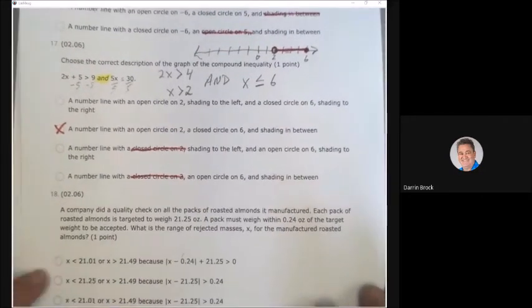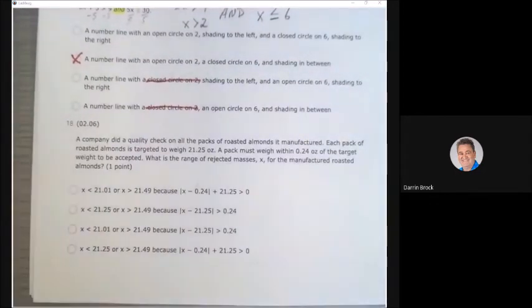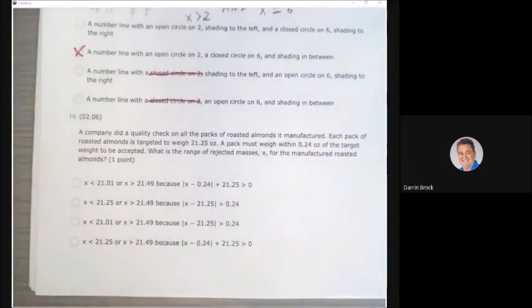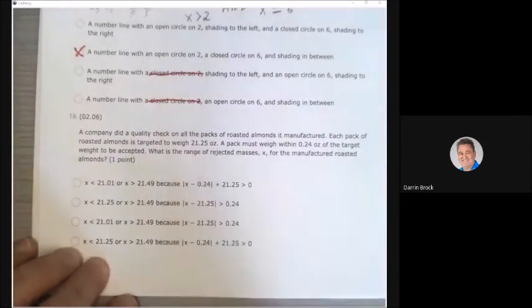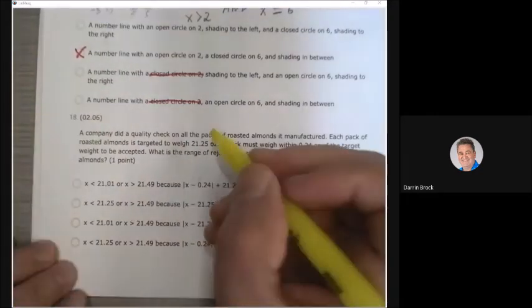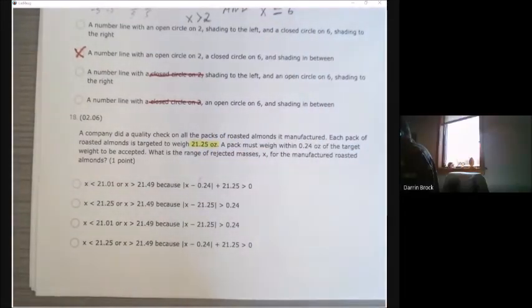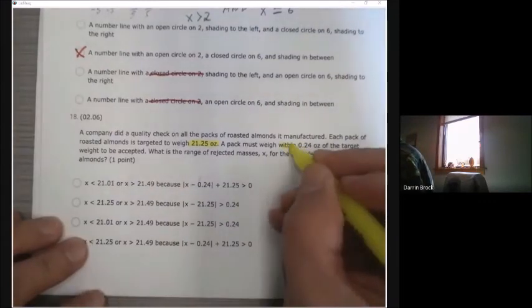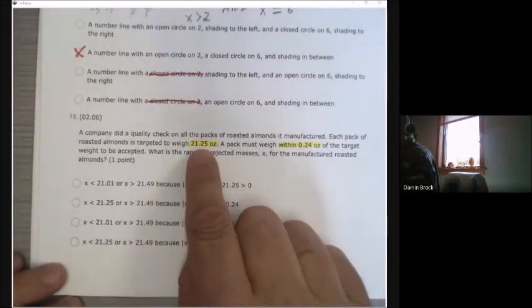All right, let's move down here. Okay, this gets a little different. Now we're putting it in a story. A company did a quality check on all the packs of roasted almonds. Each pack of roasted almonds is targeted to weigh 21.25 ounces. That's how much they want each one to weigh. And it's got to be within 0.24 ounces of the target to be accepted. So it can be a little heavier than that. It can be a little lighter than that.